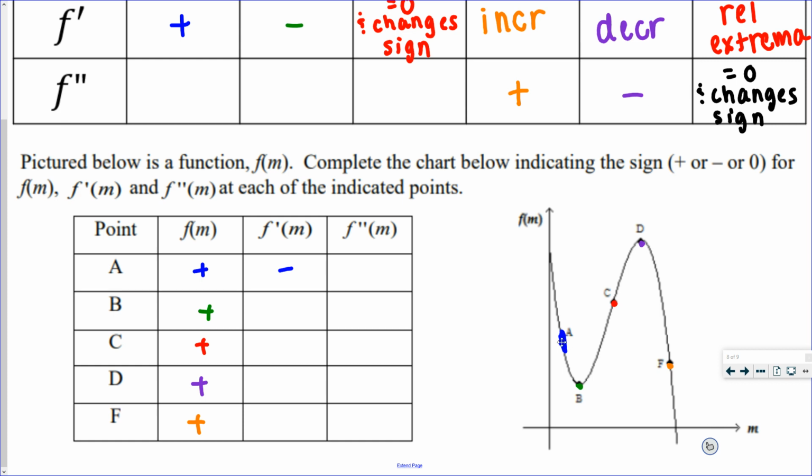Let's go through and do all our first derivatives. What about at B? Positive, negative, or zero? Zero, right? Horizontal tangent, zero. We'd also call that a critical point. C. Positive, negative, or zero? Positive. It's increasing. All right. D. I see I have another critical point, or we could classify this as a relative extrema, a relative max here. Another horizontal tangent. That's zero. All right. Last one.